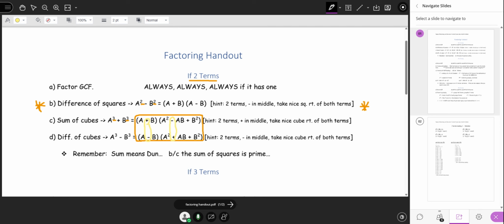Now, sum means done, because the sum of squares, so a squared plus b squared is prime. What does it mean by prime? It means that when you graph it, it will never cross the x-axis.